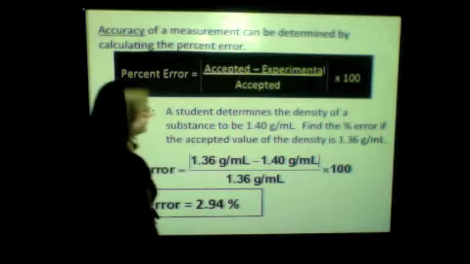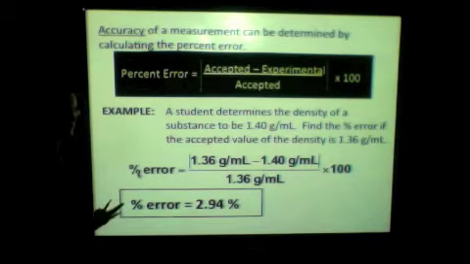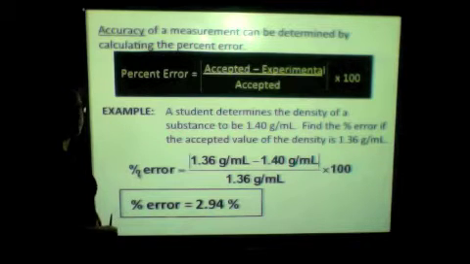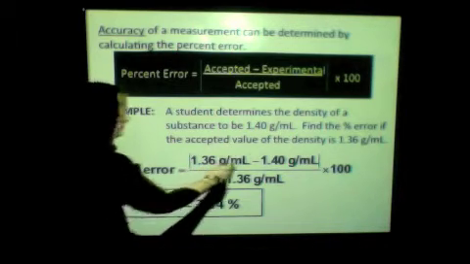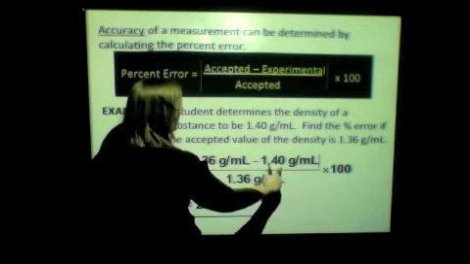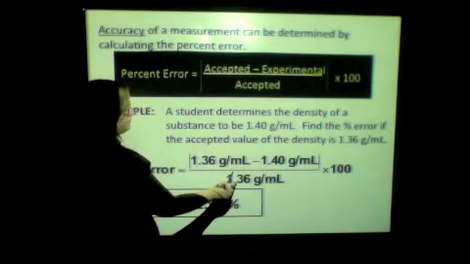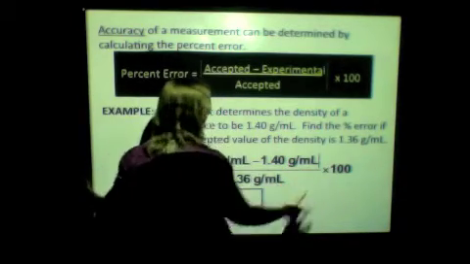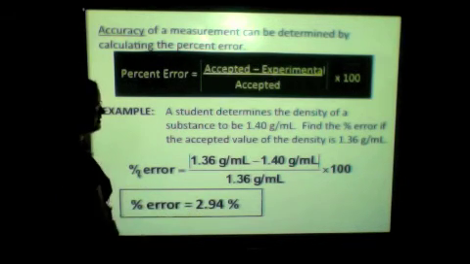So when you plug it in, and you need to be copying this down and following through with this so you're able to look back at your notes and do these kinds of problems, the 1.36 would be your accepted minus 1.40. Remember, absolute value of that divided by 1.36 times 100. When you plug this in, your answer should be 2.94%.